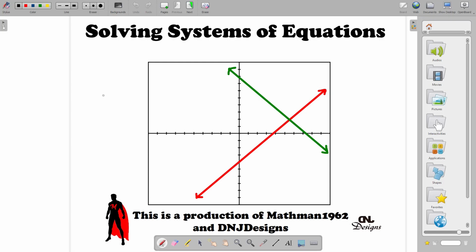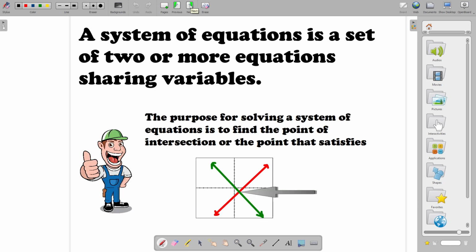Hello again, math friends. Today's episode we're going to look at solving systems of equations. A system of equations is a set of two or more equations sharing variables. The purpose for solving a system of equations is to find the point of intersection, or the point that satisfies both equations. So you're looking at where that point is where the two or more lines cross.